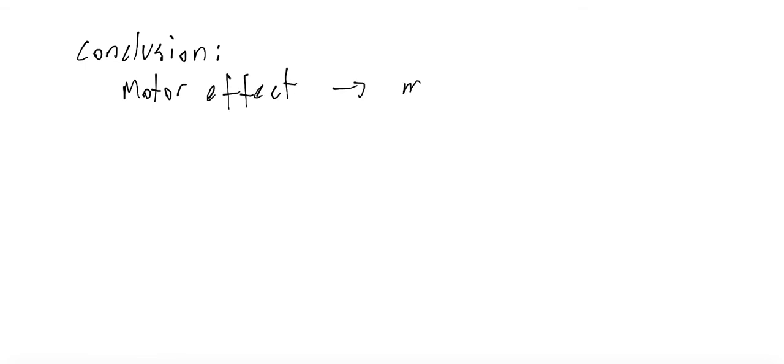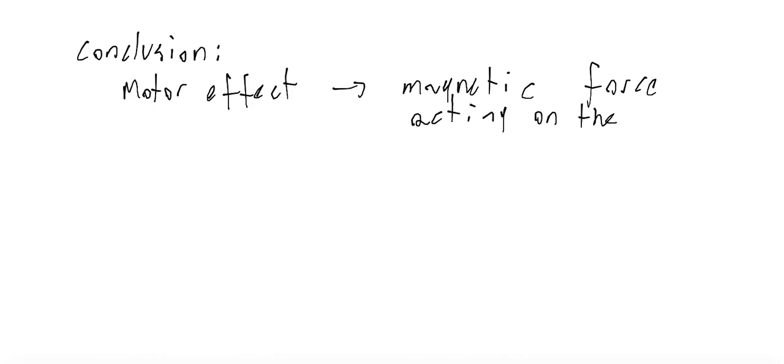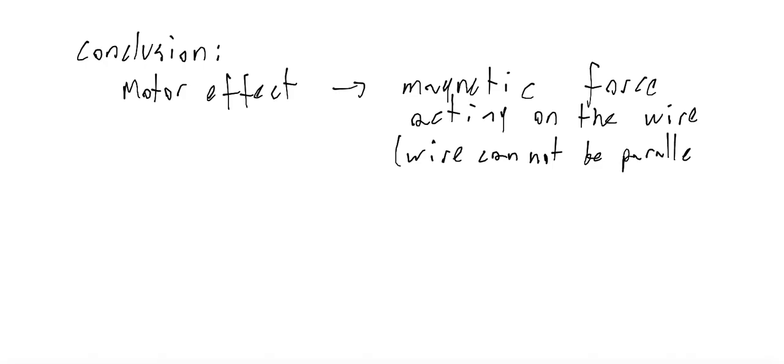Okay, so as a conclusion of today's lesson, what is the motor effect? Motor effect means that when a current carrying wire is placed in the region of a magnetic field and doesn't lie along field lines, then it experiences a force which moves it. Is it clear? So motor effect means the existence of magnetic force. But remember, magnetic force acts on the wire only if the wire doesn't lie along field lines. Okay? So the wire cannot be parallel to the field lines.